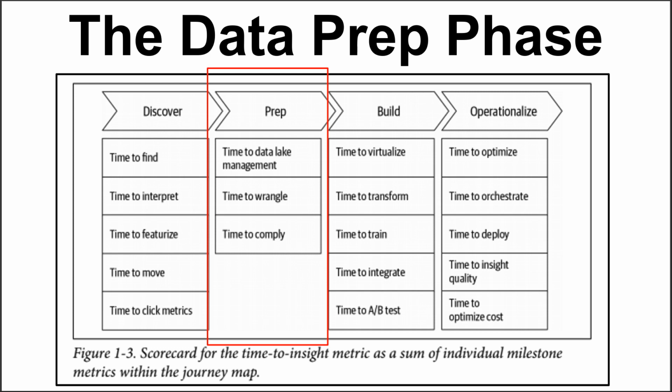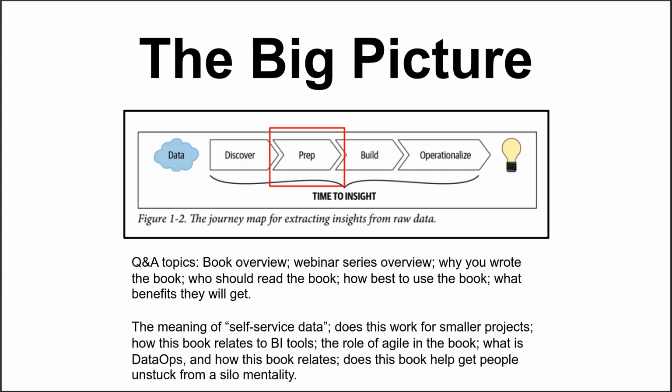And so just to add a little perspective to what Sandeep is sharing, the previous slide. So here's the previous slide. Let me relate these two slides that Sandeep's talking about to the book. So the book is divided into 4 parts: discover, prep, build, and operationalize.